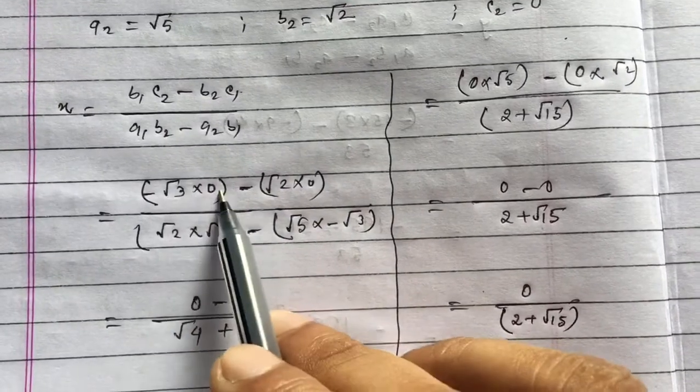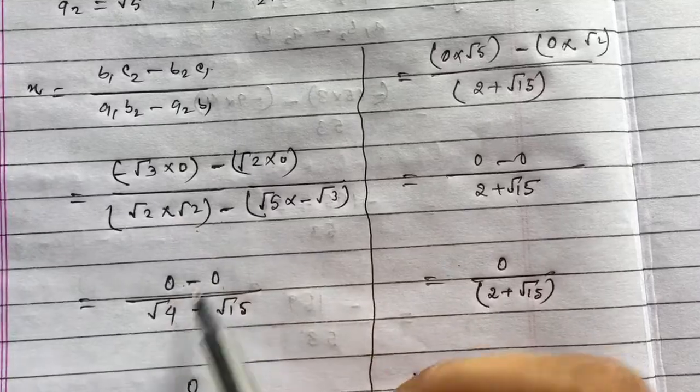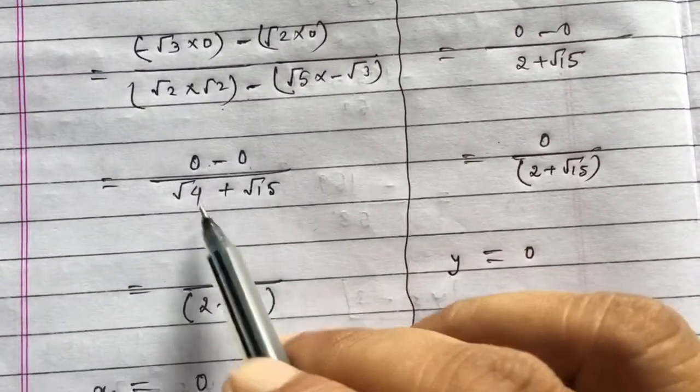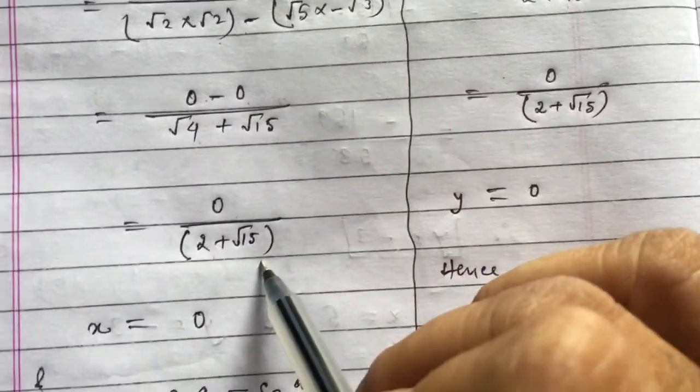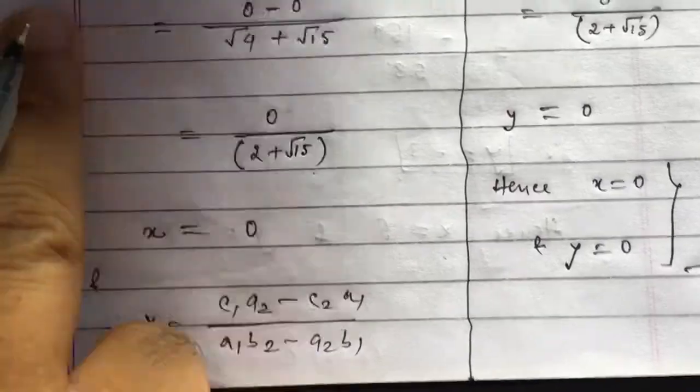So minus root 3 into 0 is 0, root 2 into 0 is 0, root 2 into root 2 is root 4. Minus minus is plus, root 5 times root 3 is root 15. 0 minus 0 is 0, and the square root of 4 is 2, so the denominator is 2 plus root 15, and 0 divided by 2 plus root 15 is 0.